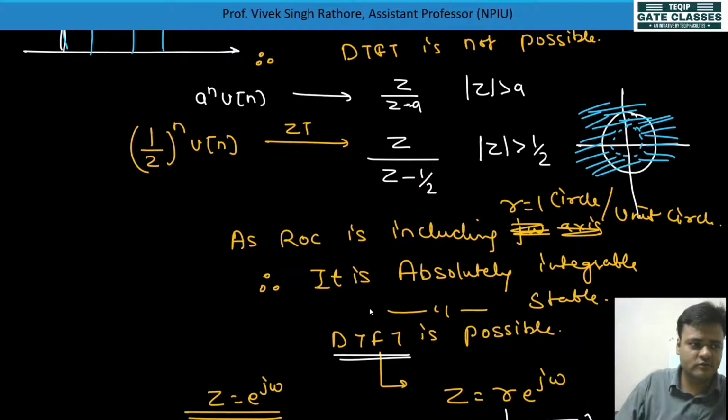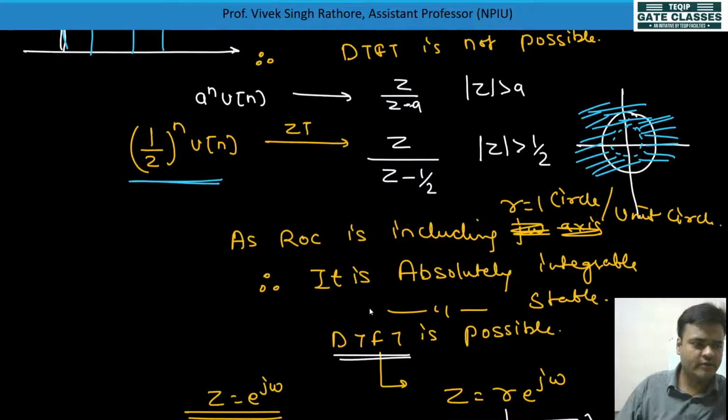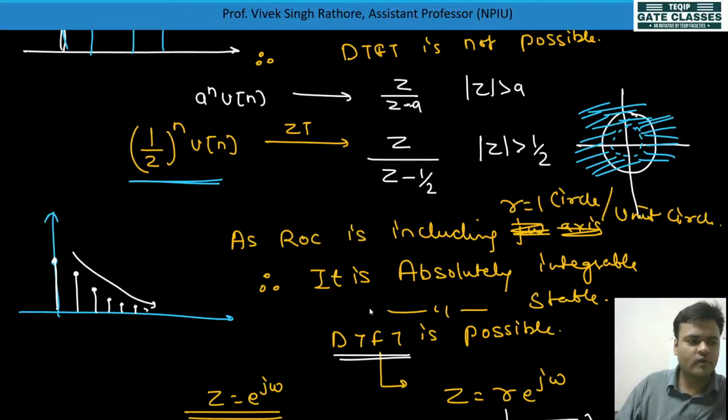We'll check this also. Half to the power n u of n is there. So if we plot this, what will happen? Half to the power 0 u of n. We'll plot like this. This value is there for n equal to 0, then half, then 1 by 4, like this, and so on. It will go on to 0.